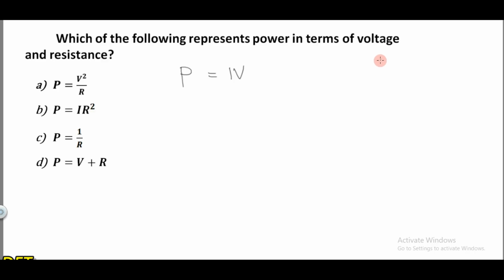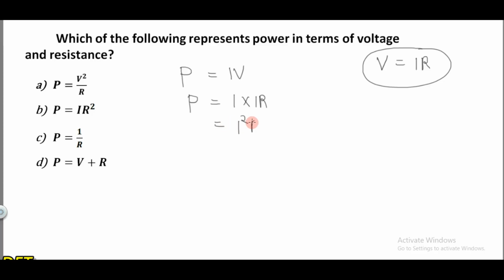So you should know from Ohm's law that V is equal to IR, right? This is Ohm's law formula. So if I replace V with IR in this formula, my power will be equal to I times IR, where IR is my V, from this formula.